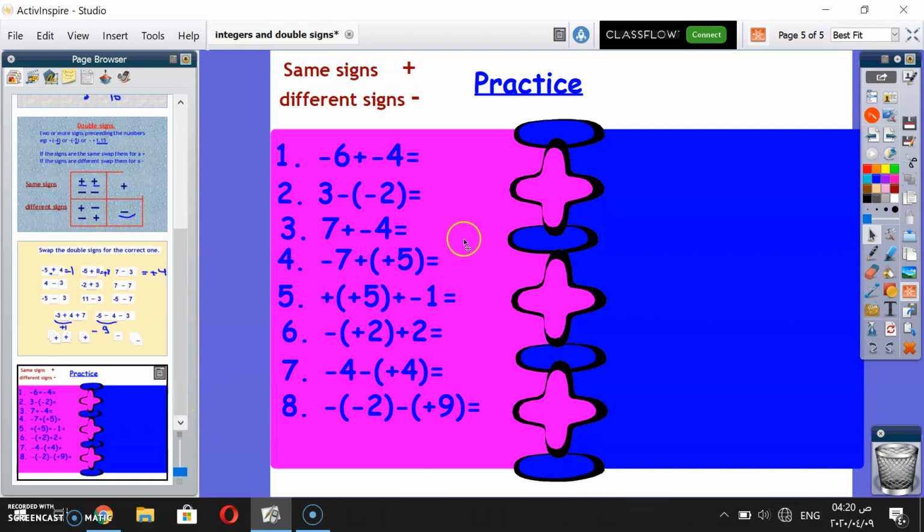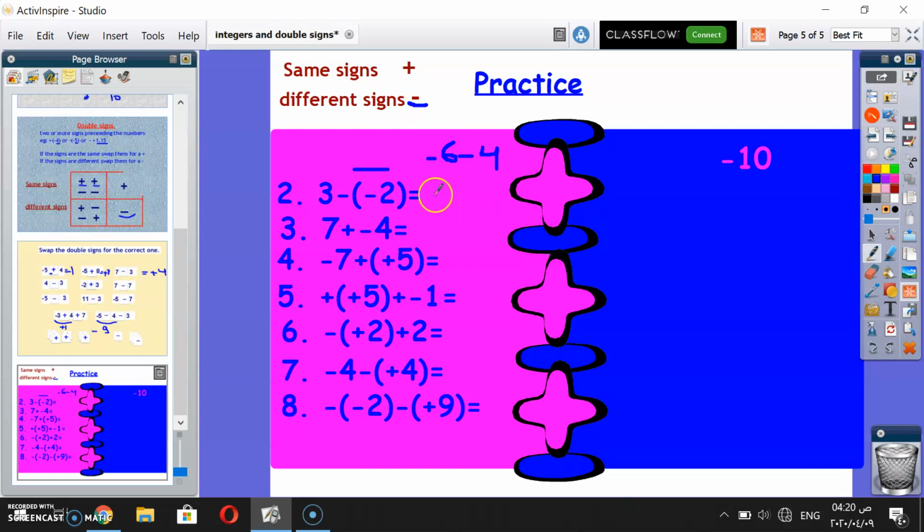Another exercise. Calculate minus 6 plus minus 4. So here we have different signs, one is positive and the other is negative. We should replace them by a negative sign, so minus 6 minus 4 is equal to minus 10. Okay, so minus 10.